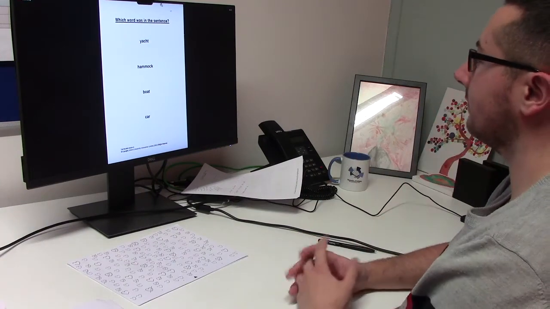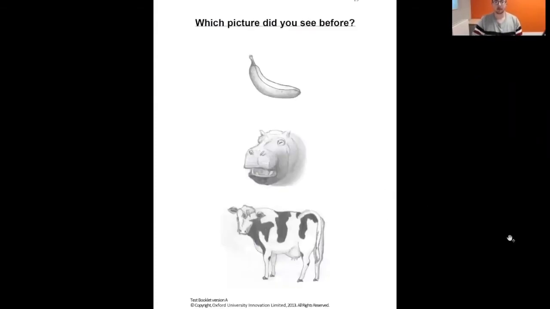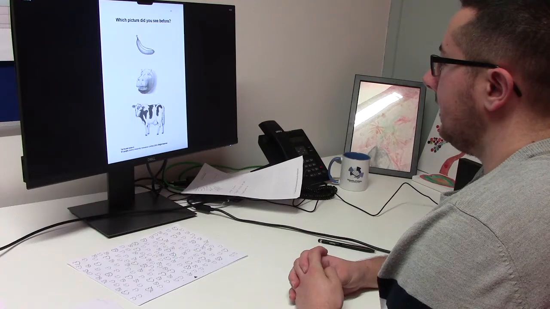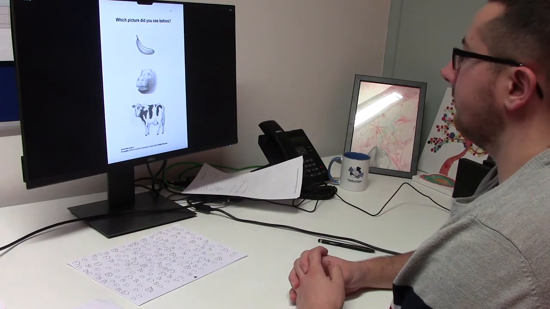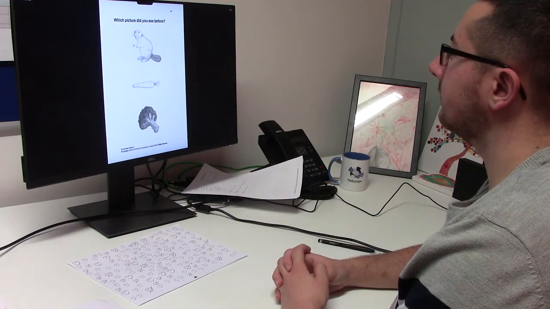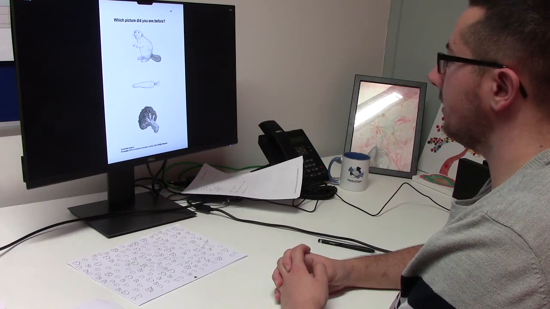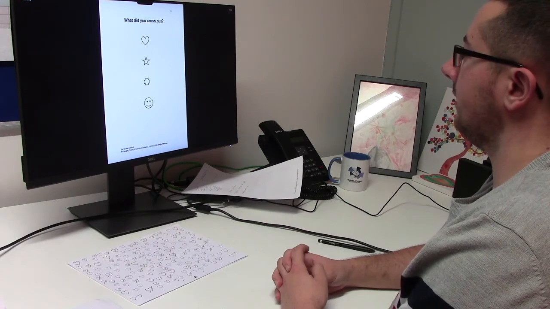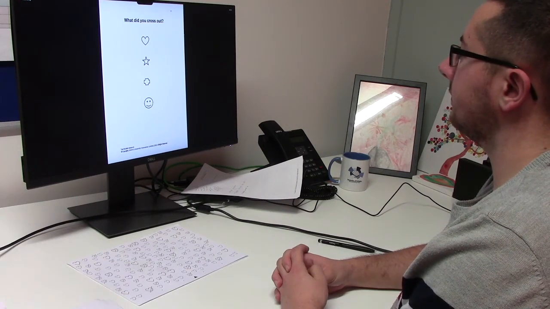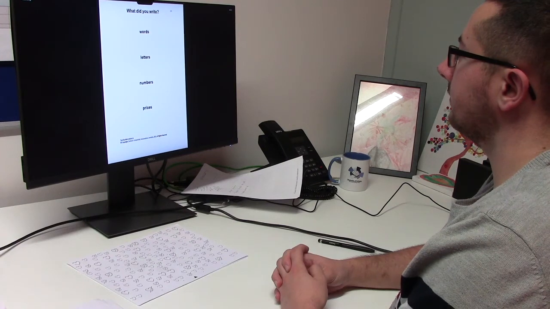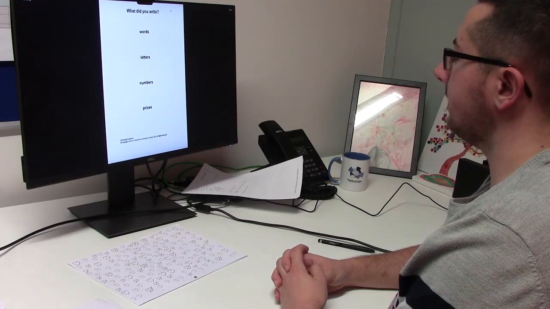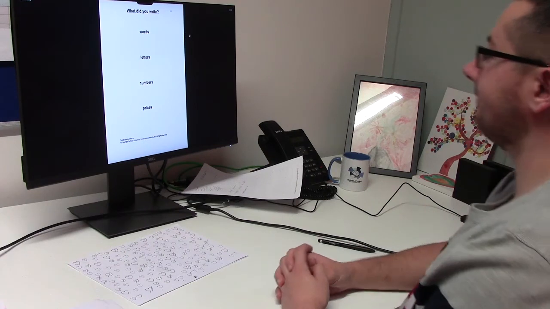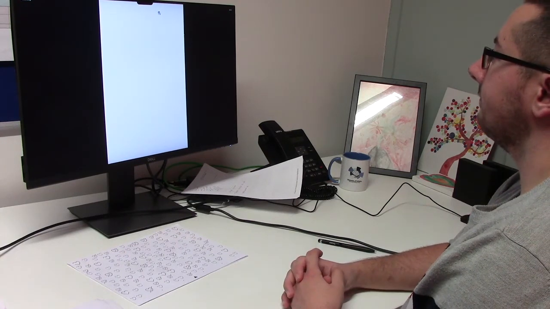So there's a few more questions about memory. So not about the sentence, but other things we've done in the session. So which picture did you see before? Which one of these? The hippo. The hippo, yeah. And which one of these did you see before? The carrot. Yeah. And what did you cross out for me? The heart. Yeah, a whole page of hearts. And then finally, what did you write down? Numbers. Yeah, excellent. Let me just stop sharing again.